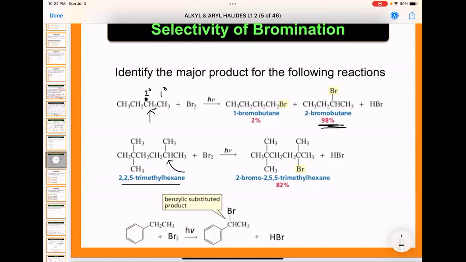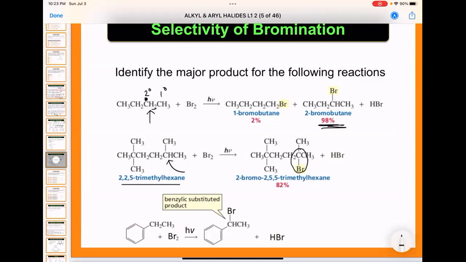Some possibilities will be more, some will be less, but you need to write all the products. Okay, but if someone asks you what is the major product, then you are going to give only one answer. The answer which is formed in major amount, in main quantity, that is the major product. So bromination, as we have seen, is very selective.